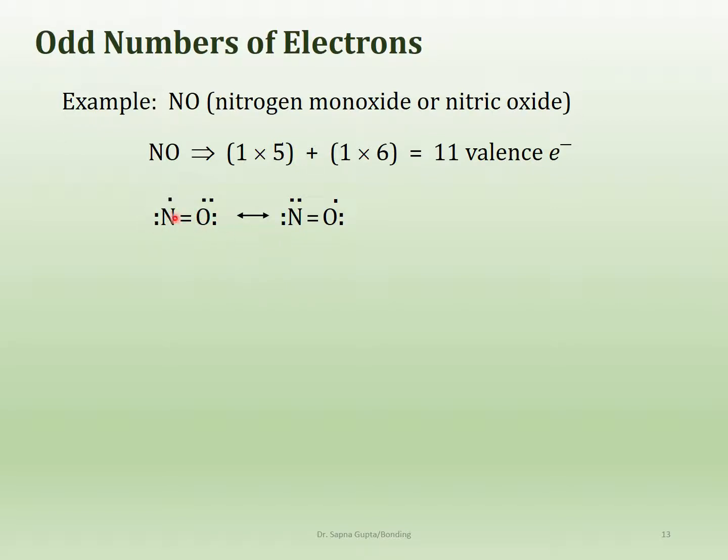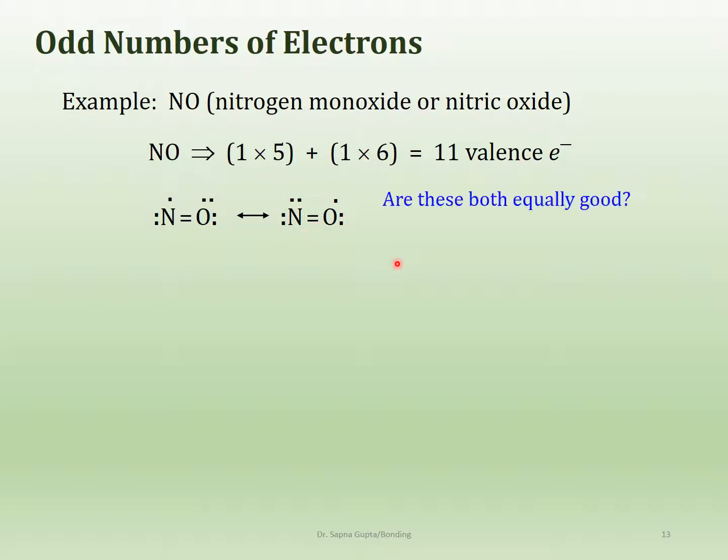If you look at the structure on the left and the right, the only difference between the two is where the single electron is. Here on the left hand side, oxygen has 8 electrons. Nitrogen has 6 plus 1, 7 electrons over here. Here nitrogen has 8 electrons. Oxygen has 7 electrons.